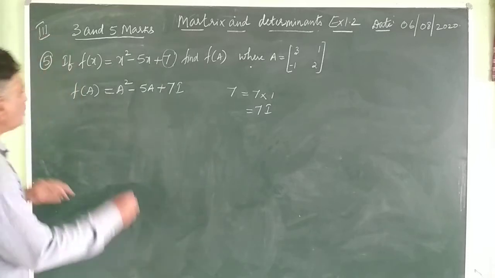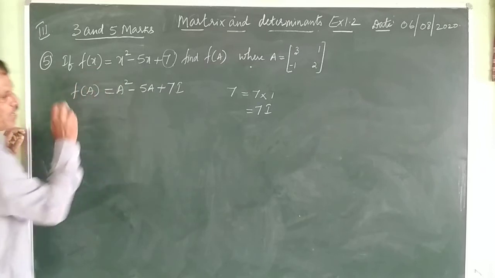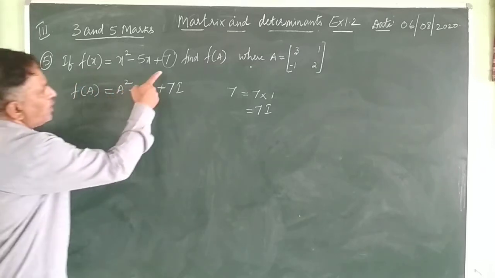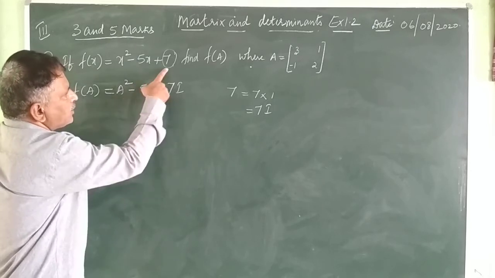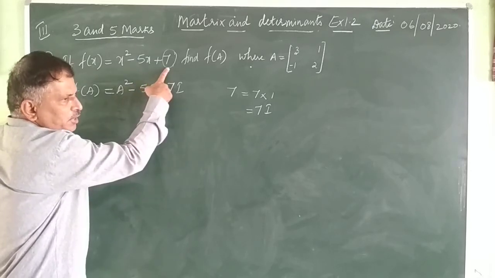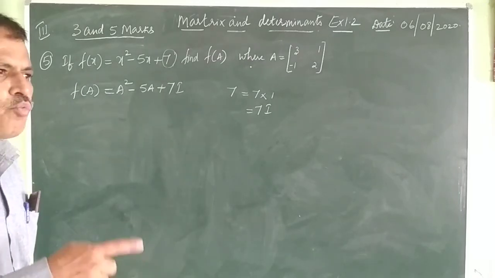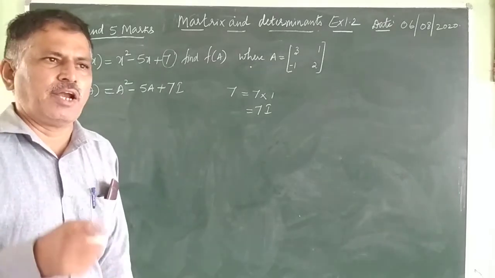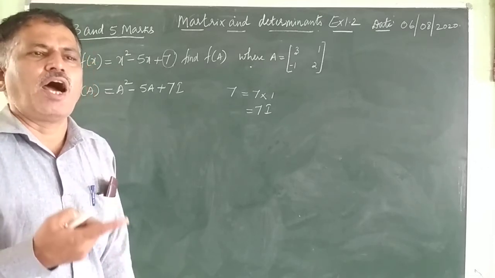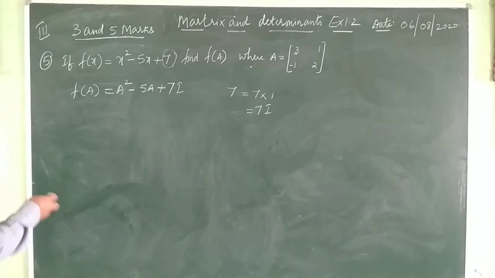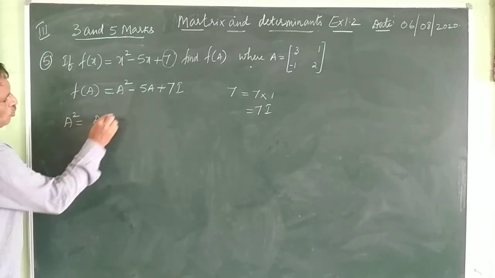Now first, what are we supposed to find out? A squared and 5A, then 7I. So remember, the matrix A is given. Any number should be written as that number into 1, and 1 is taken as the identity matrix, because 1 always represents the unit matrix or identity matrix.